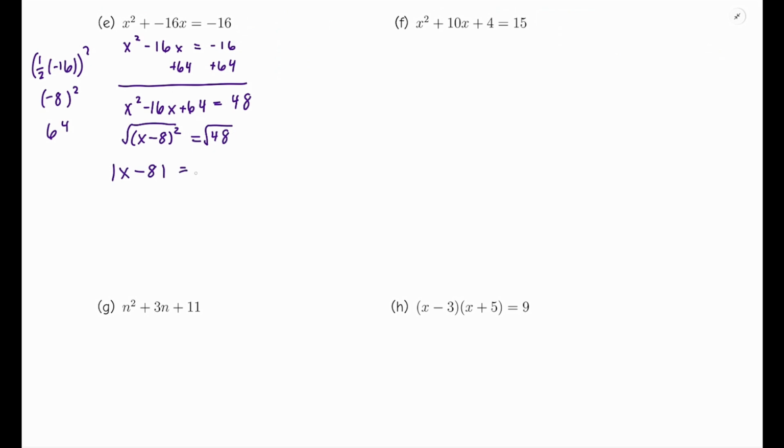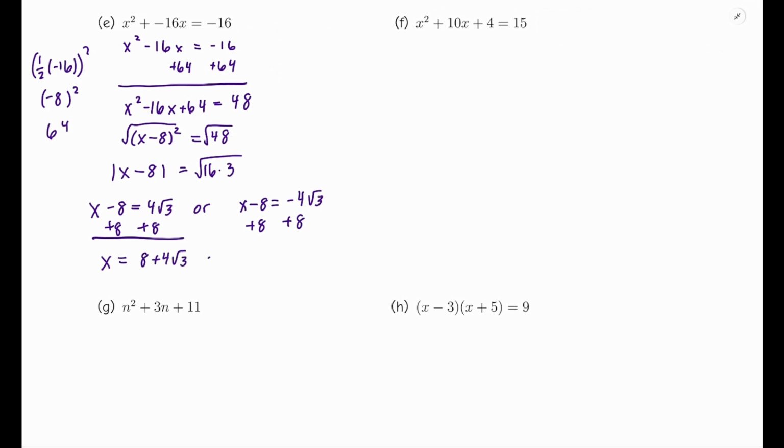I'm just going to use the fact that I know it's 16 times 3. So then I get x minus 8 is equal to 4 square root of 3, or x minus 8 is equal to negative 4 square root of 3. And then add 8 to both sides of both equations to give us the final two solutions of x equals 8 plus 4 square root of 3, or x equals 8 minus 4 square root of 3.